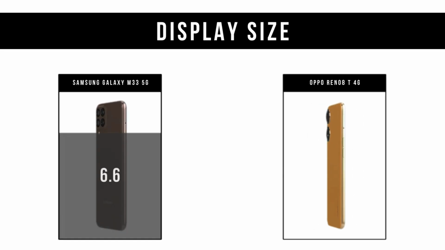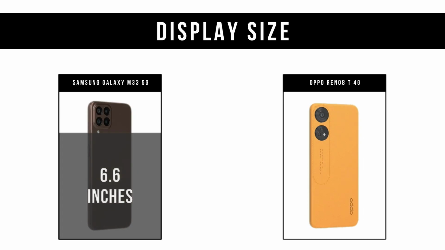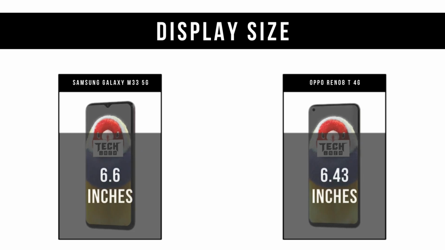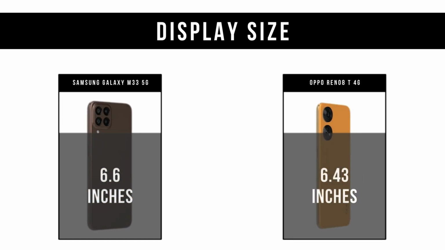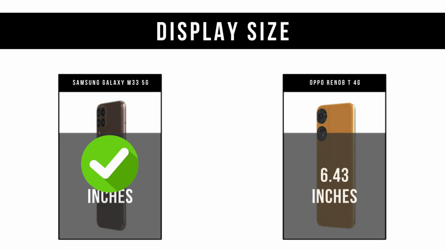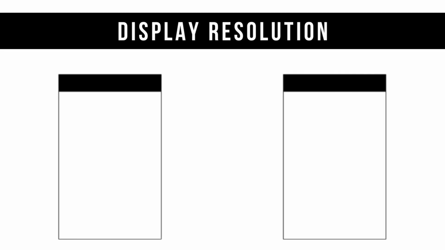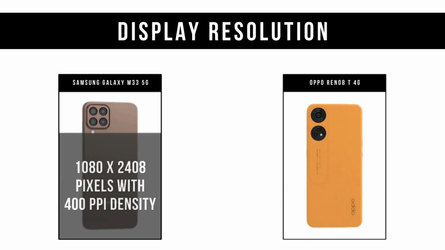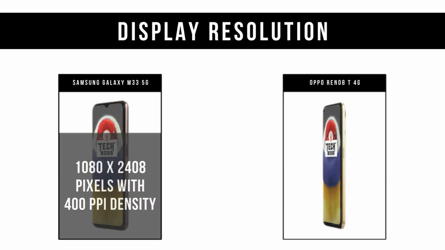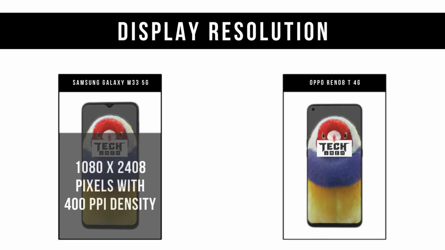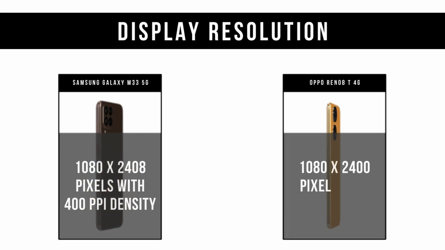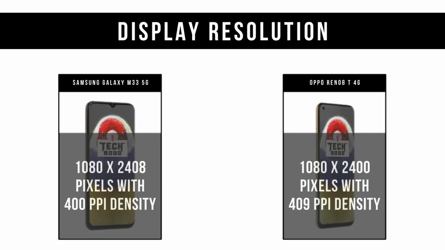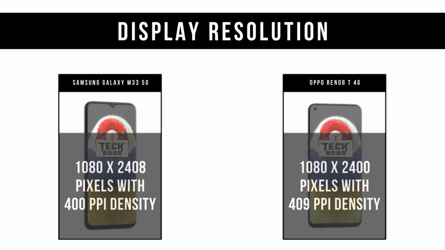Display size. Samsung Galaxy M33 5G is 6.6 inches. Oppo Reno8 T4G is 6.43 inches. Display resolution. Samsung Galaxy M33 5G is 1080 into 2408 pixels, with 400 ppi density. Oppo Reno8 T4G is 1080 into 2400 pixels with 409 ppi density.